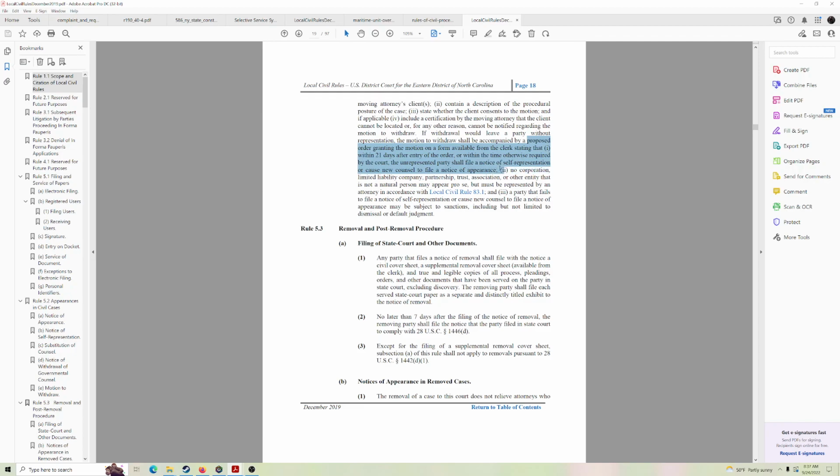2. No corporation, limited liability company, partnership, trust, association, or other entity that is not a natural person may appear pro se, but must be represented by an attorney in accordance with Local Civil Rule 83.1; and 3. A party that fails to file a notice of self-representation or cause new counsel to file notice of appearance may be subject to sanctions, including but not limited to dismissal or default judgment.